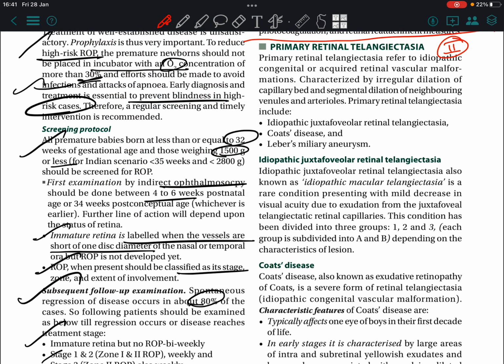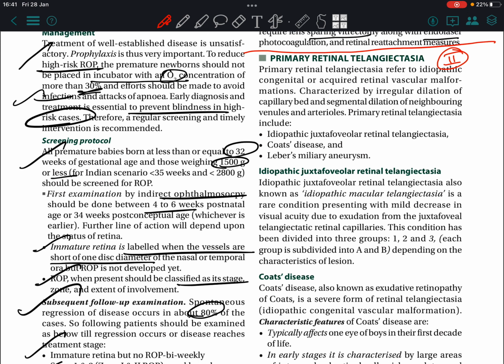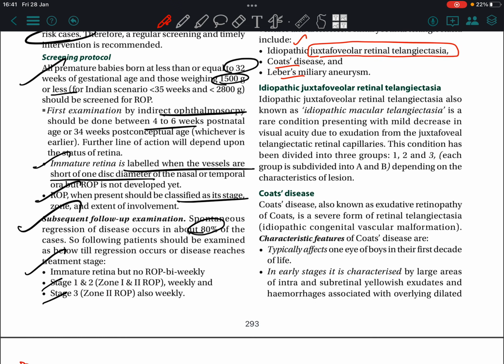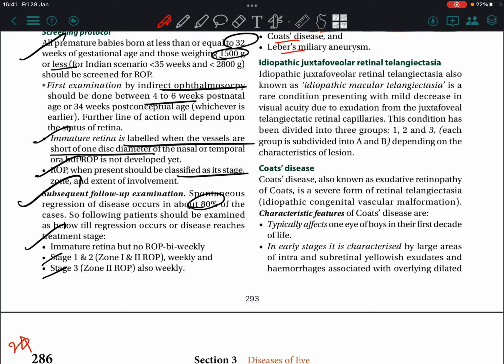Primary retinal telangiectasia. Retinal telangiectasia refers to idiopathic congenital or acquired retinal vascular malformation characterized by irregular dilation of capillary bed and segmental dilation of neighboring venules and arteries. Primary retinal telangiectasia include idiopathic juxtafoveolar retinal telangiectasia, Coats disease, Leber's miliary aneurysm. Idiopathic means the cause is unknown.